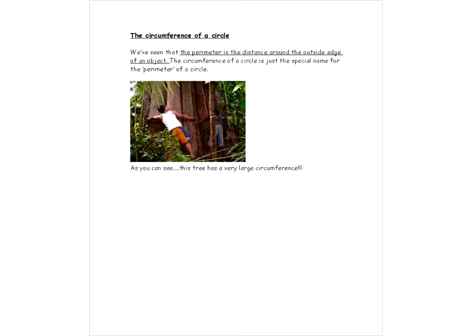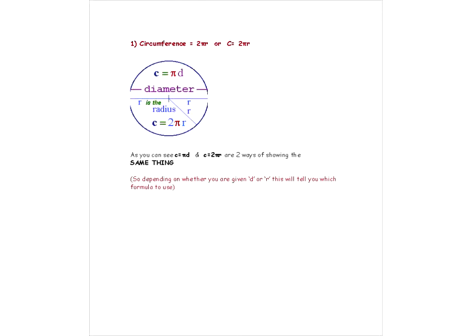Okay, so now we're going to look at the circumference of the circle. We've looked at perimeter and saw that it's the distance around the outside edge of an object. We saw that with the rectangle. Circumference is just the name for perimeter for a circle. It's a special name for the perimeter, but it's for a circle. So you can see for this tree here, it's a really large circumference. These people are trying to put their arms around it, and it's really big. There's something like that in Stanley Park in Vancouver.